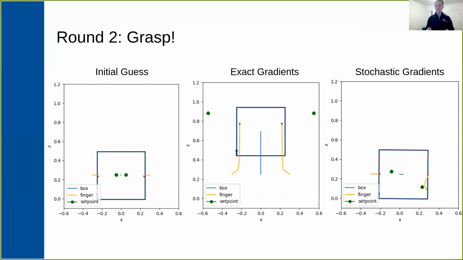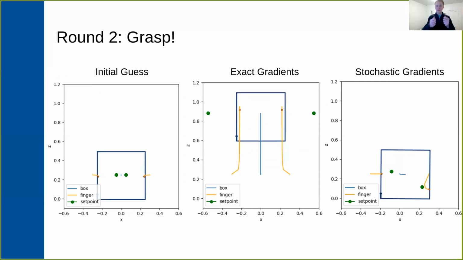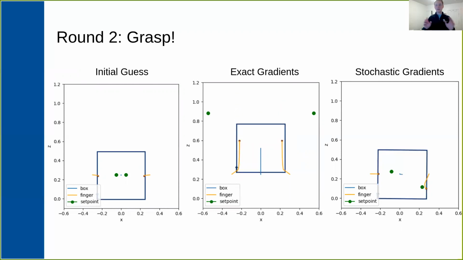I think part of the reason for that is that a successful grasp will likely be roughly symmetric. The exact gradient method is able to preserve the symmetry in this problem, even though we don't constrain it to preserve that symmetry, whereas the stochastic method has no way of knowing about that symmetry.